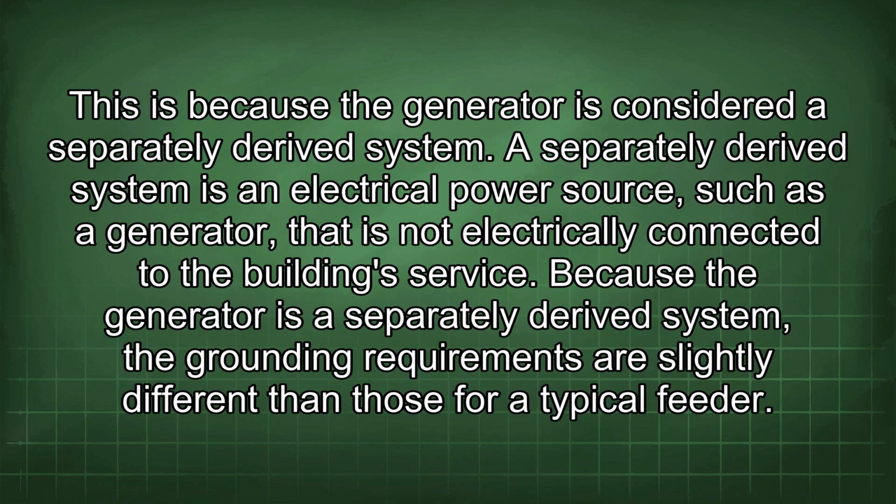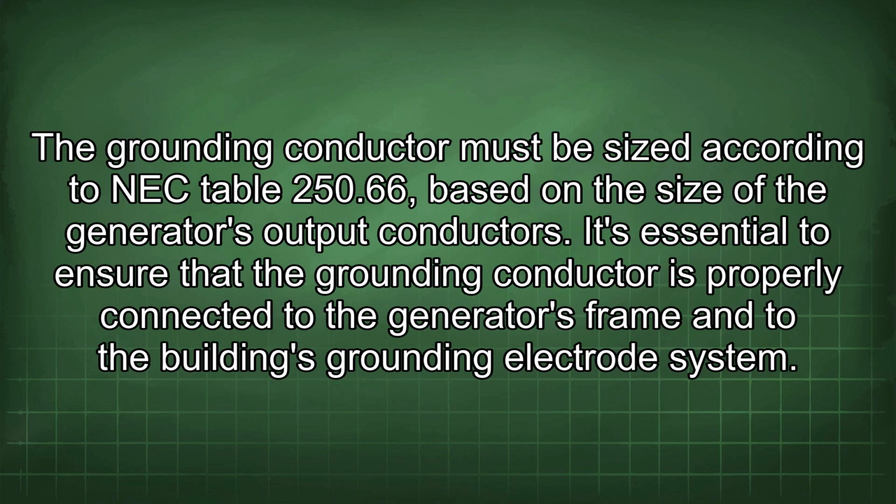This is because the generator is considered a separately derived system. A separately derived system is an electrical power source, such as a generator, that is not electrically connected to the building's service. Because the generator is a separately derived system, the grounding requirements are slightly different than those for a typical feeder. The grounding conductor must be sized according to NEC Table 250.66, based on the size of the generator's output conductors.